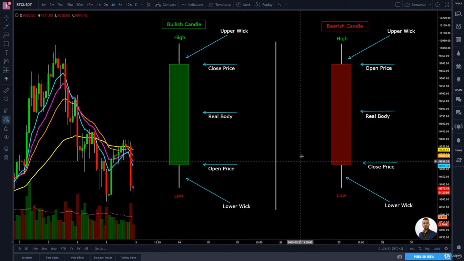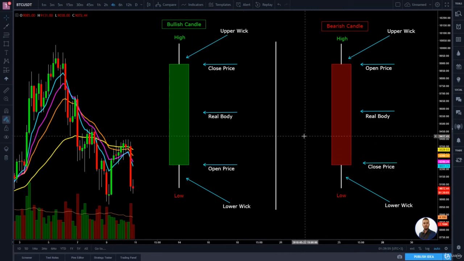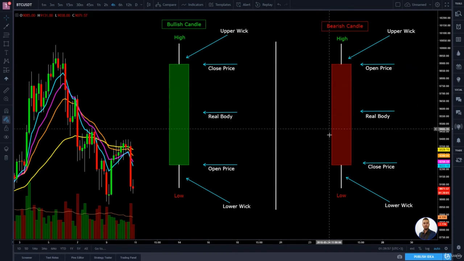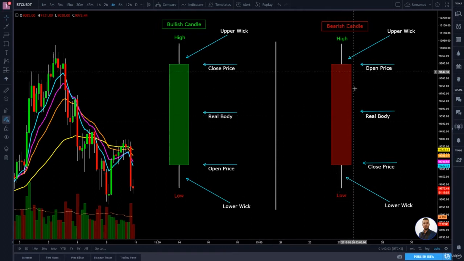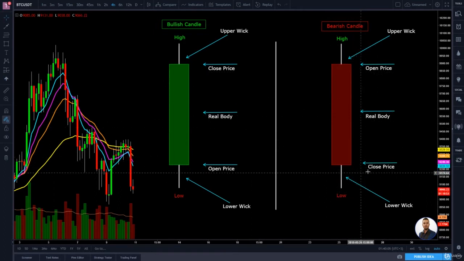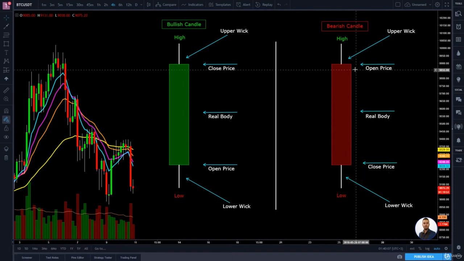When you see a red candle, you read it from the top to bottom because red candles are moving to the downside. The body of the red candle is also in between the open and the close prices, and now the open price for this candle is here at the top, and the close price is at the bottom here where the time has finished for this particular candle.